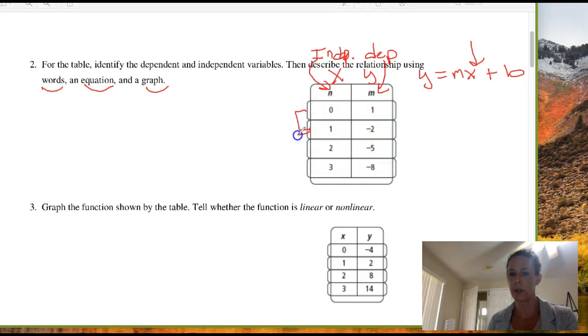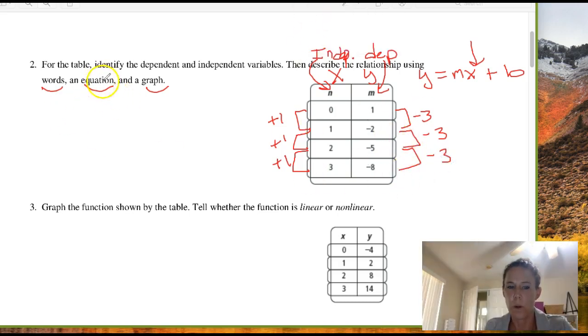Because these are only increasing by 1, it's a constant increase here by 1, I can go ahead and look at what happens as I tick up by 1. What happens over here? So to get from 1 to -2, I subtracted off 3. To get from -2 to -5, I subtracted off 3. To get from -5 to -8, I subtracted off 3. So let's write an equation here.